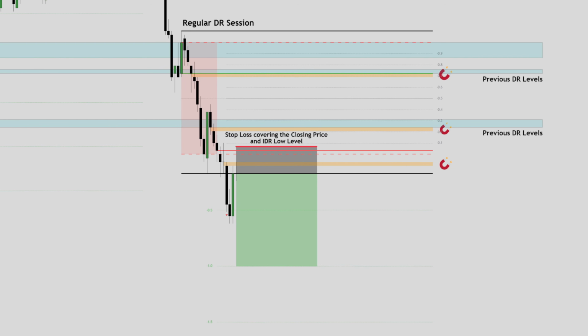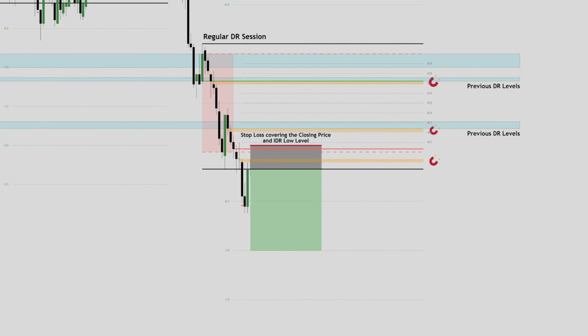Your stop loss can be placed above the closing price, above the IDR low, and above the rebalanced volume imbalance. With those levels protected, the trade offers around 3.4R into the 1 standard deviation target. A stop above the previous DR session level would be far too wide, and the risk to reward would be terrible, which is exactly why preparation beforehand matters so much.